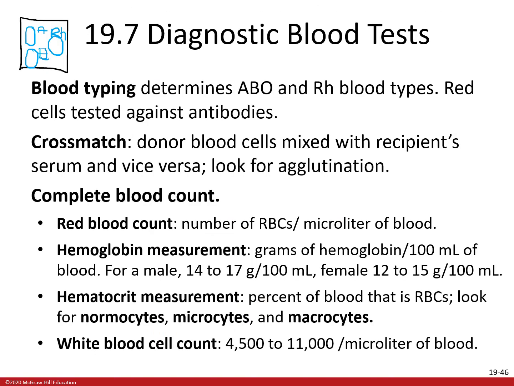All right, moving into diagnostic blood tests. The first is going to be blood typing. This is going to determine what your blood type is, so whether you're A, B, AB, or O, depending on what type of results you get after you test that blood.